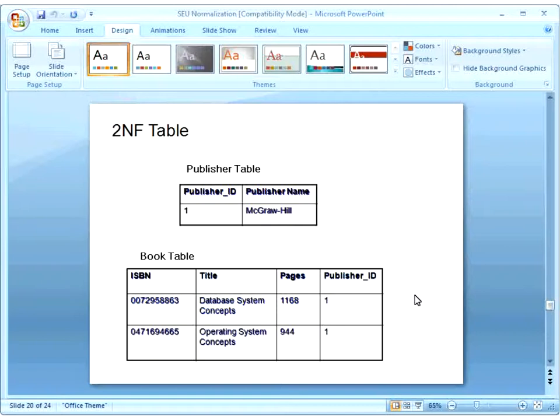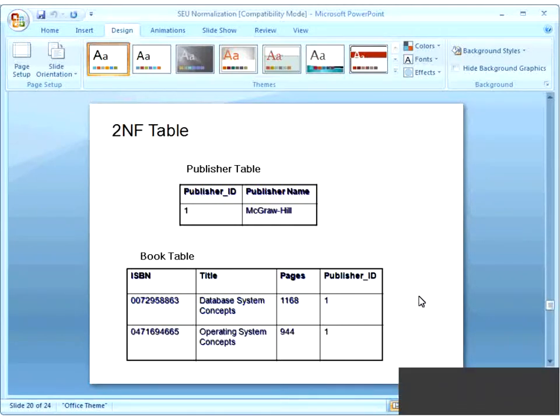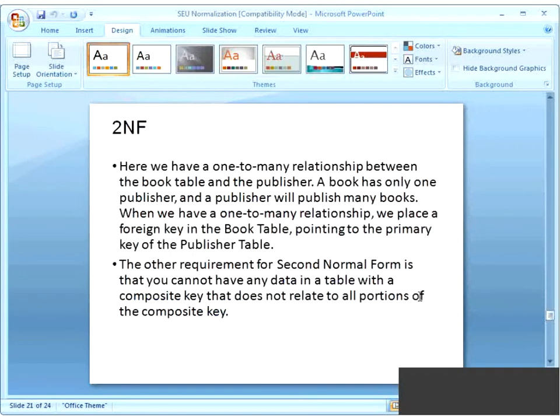Then you can make another table for publisher as well. Right now you have a single publisher, but if you have multiple publishers, then you can make a table with publisher ID and publisher name, and you can record publisher ID in the book table like this.